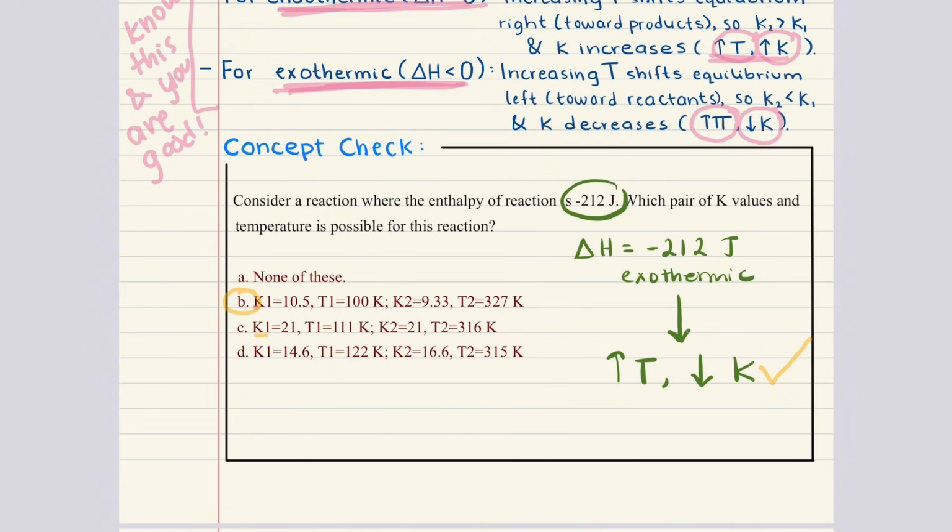In option C, K1 is 21, T1 is 111 Kelvin, and then K2 is 21 and T2 is 316 Kelvin. So in option C, the temperature increases, but the equilibrium constant stays exactly the same. That would only be true if delta H were 0, which it isn't.